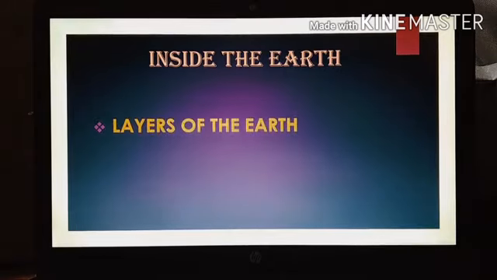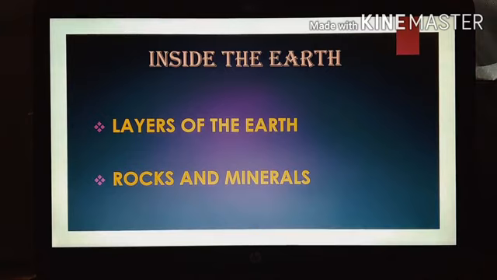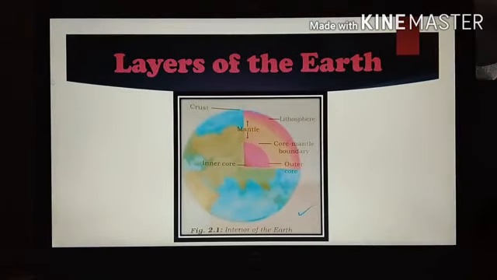And in this chapter we have two different topics to read. The first is layers of the earth and the second topic is rocks and minerals. So we will start with our first topic, that is layers of the earth. Now, layers of the earth.